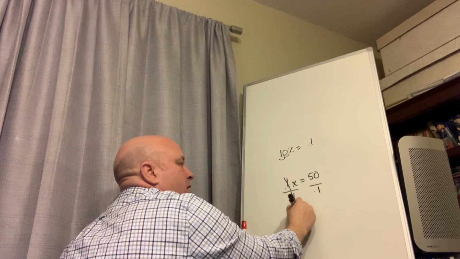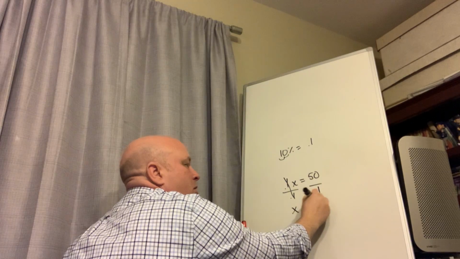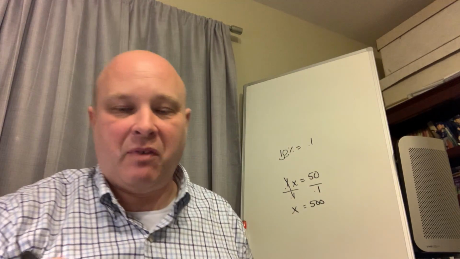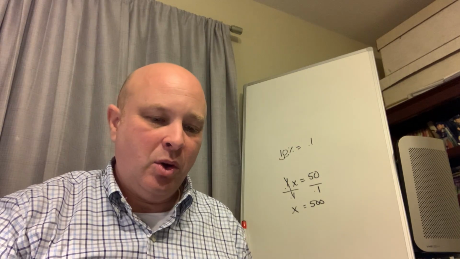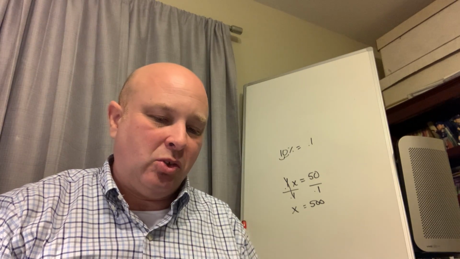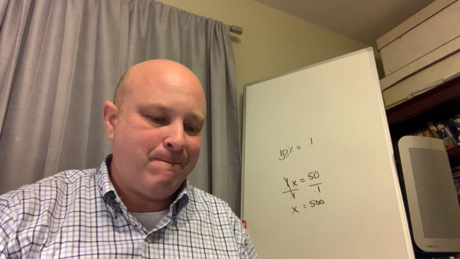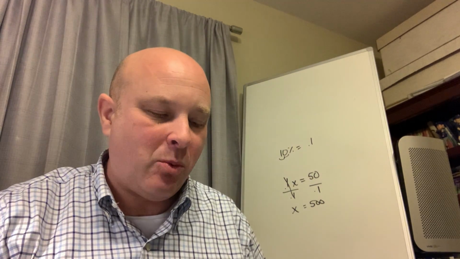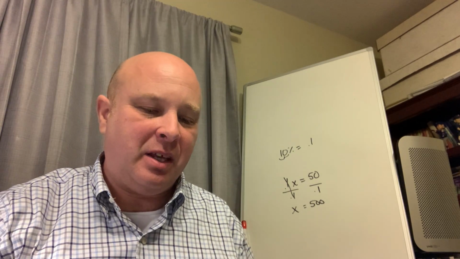These will cross out. X will equal 500, okay? Because 50 divided by 0.1 equals 100. All right, so two problems work that way, and that will kind of be the key.